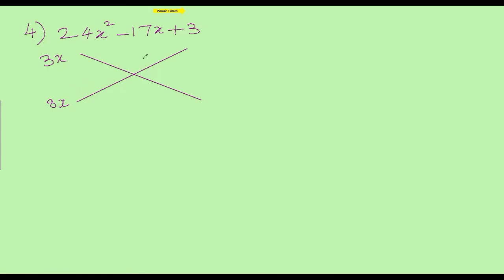Now, the right side, factors of 3. There is no other go. It's a prime number, so 1 and 3 only. I am writing the smaller number on top. Let's see. If this doesn't work, I am going to switch it around. Let's see. 1 times 8x is 8x. And 3 times 3x is 9x.